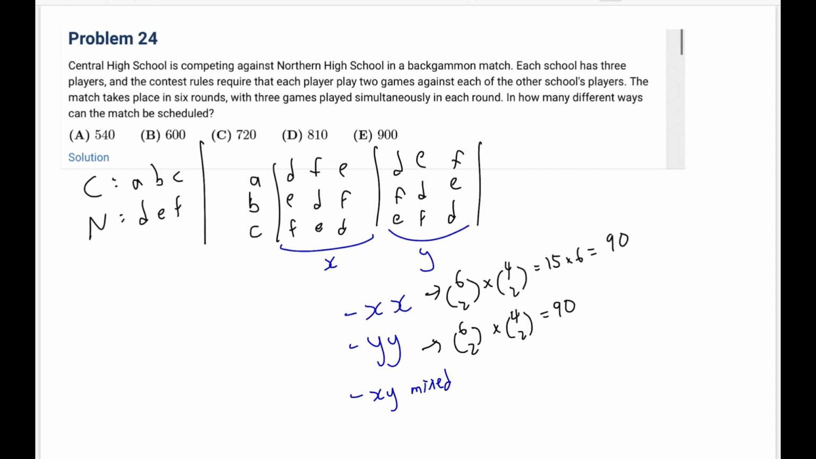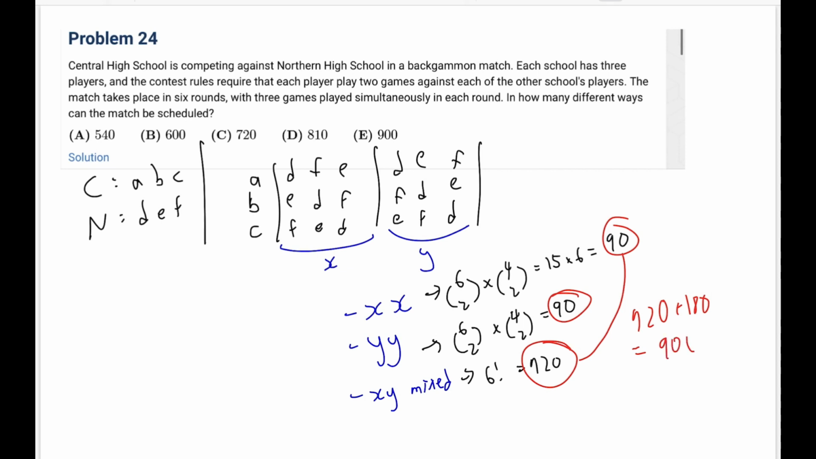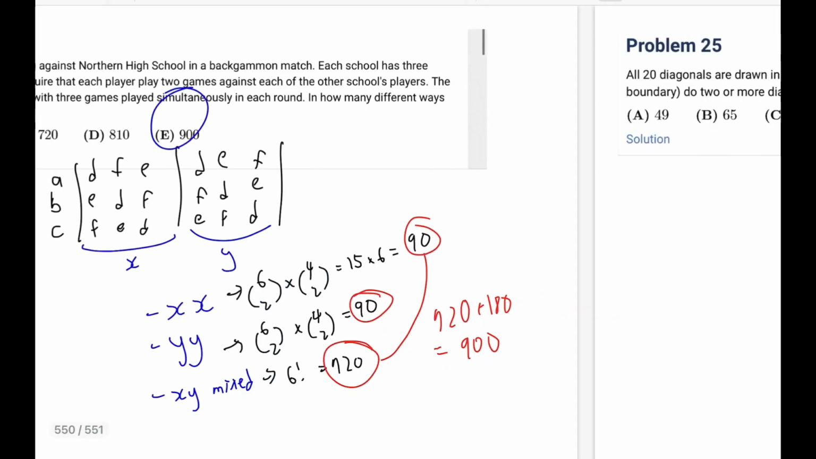And then XY mixed. That would be, these 6 are all distinct. They're all different, right? So there are 6 factorial possible ways. So that would be 720, right? So what we need to do is 90, 90, and 720 would have to be added together. 720 plus 180, this would equal 900, right? So the answer is 900, it's E.